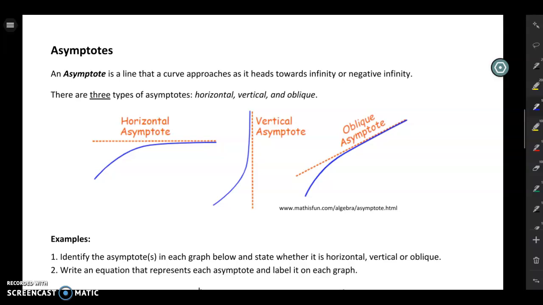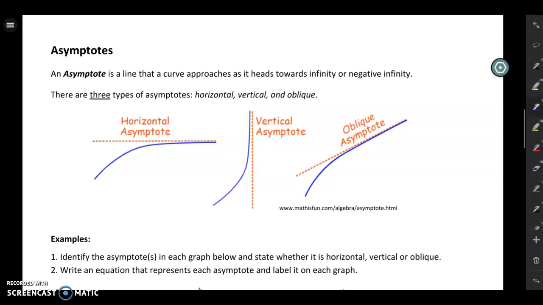You can also think about it as a line that the graph gets really, really close to, but it doesn't touch. There's 3 different kinds of asymptotes. You can have a vertical one, a horizontal one, or an oblique one. Oblique just means it's like sideways. It's like a slant asymptote.